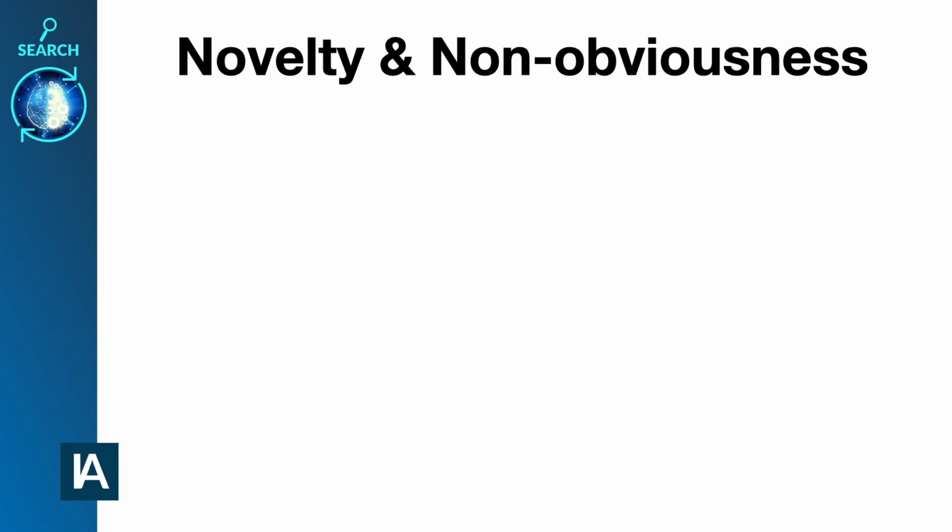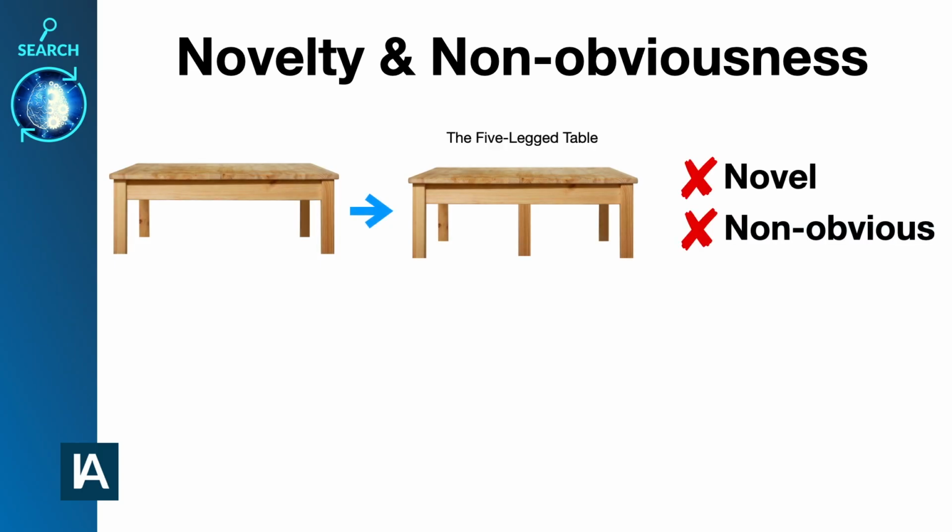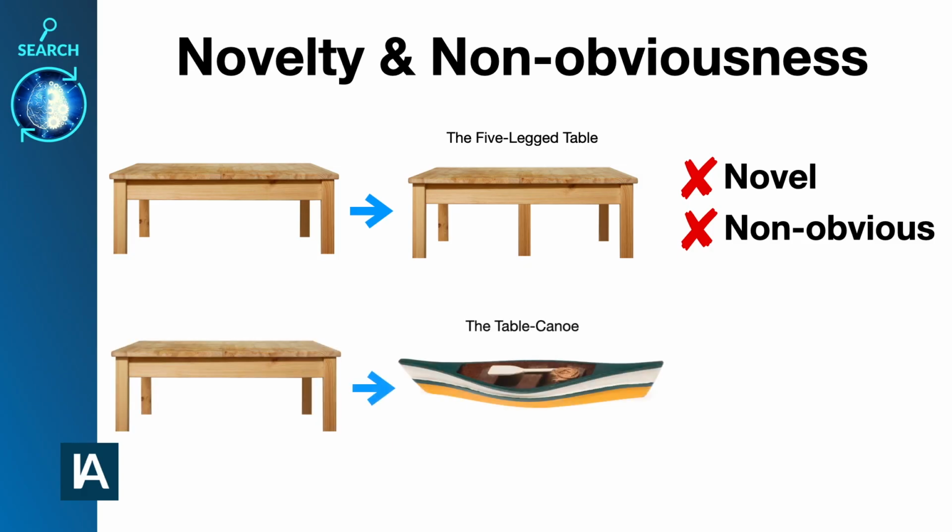For example, a table with 5 legs is neither novel nor non-obvious. The idea of adding an extra leg to a table is not original or useful enough to be protected with a patent. However, a table that transforms into a canoe would probably be considered both novel and non-obvious.